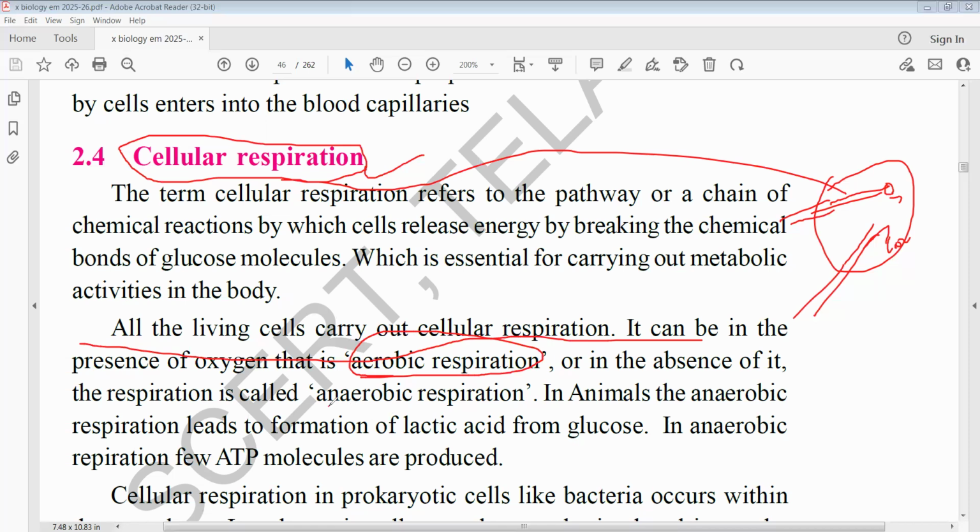In that, respiration is also carried out anaerobically. Aerobic, anaerobic. If the respiration takes place in the presence of oxygen, it is called aerobic respiration. If the respiration takes place in the absence of oxygen, it is called anaerobic respiration.